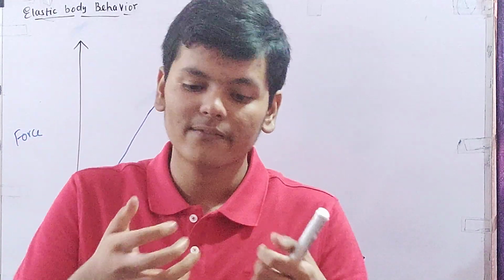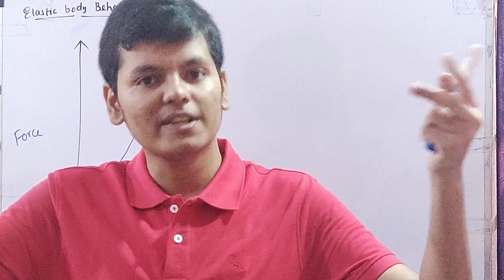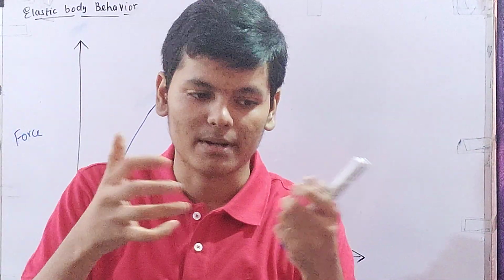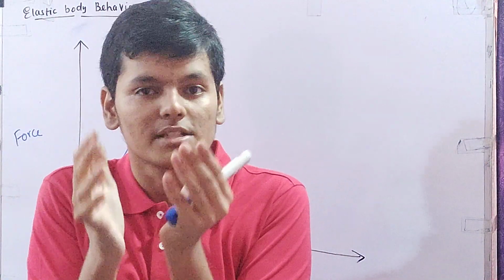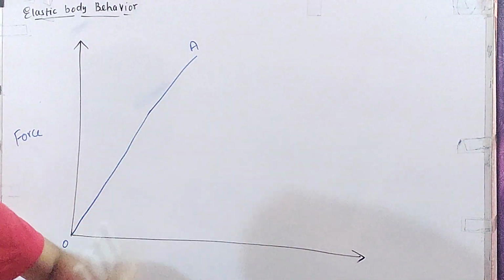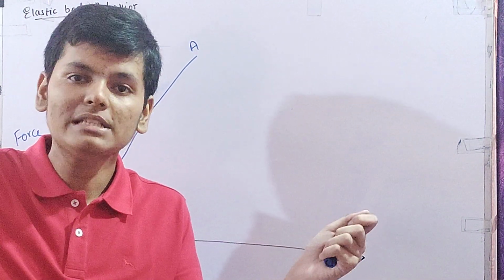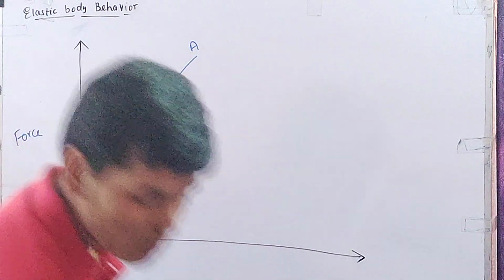It represents that when you take an object and apply a force, when you leave it, it comes back to its original place. When you apply it more, it comes back to its original place. When you apply it too much and leave it, it still comes back to its original place. This is the limit. So this is the actual force you can apply, up to which it comes back to its original position. Now it can still go a little bit more.